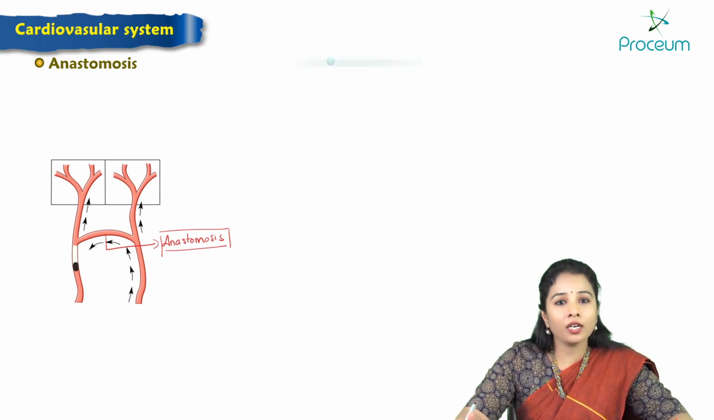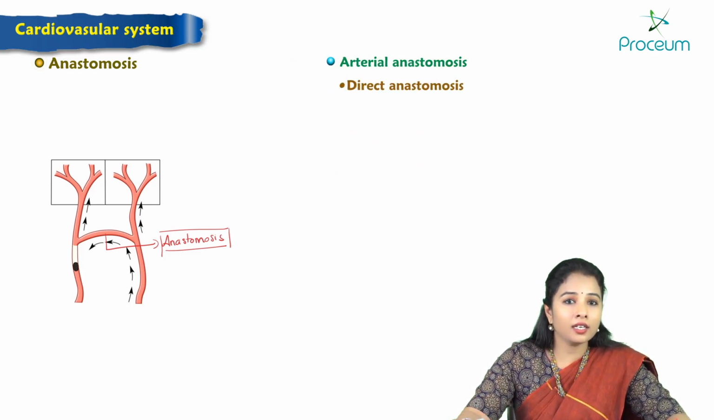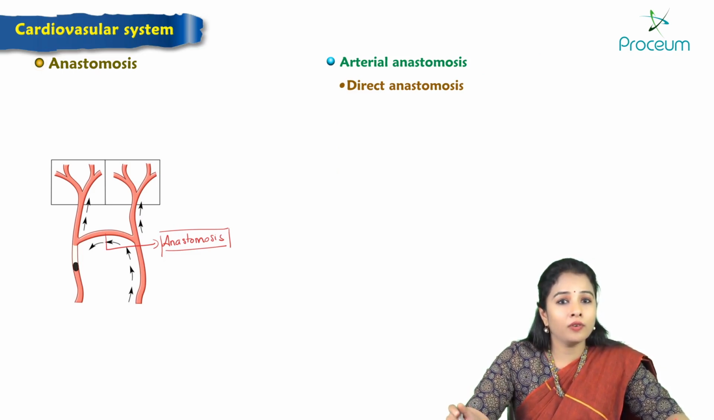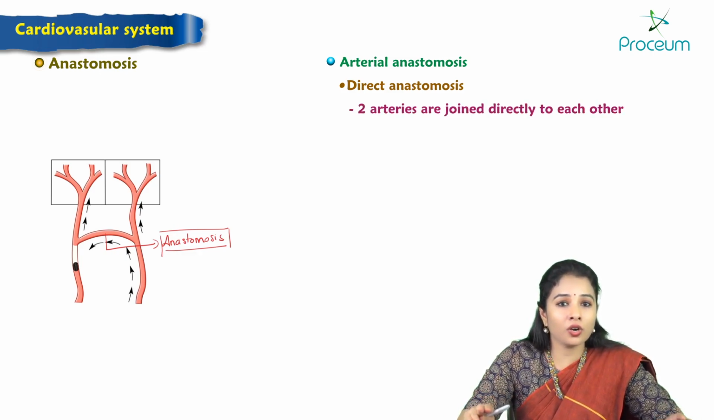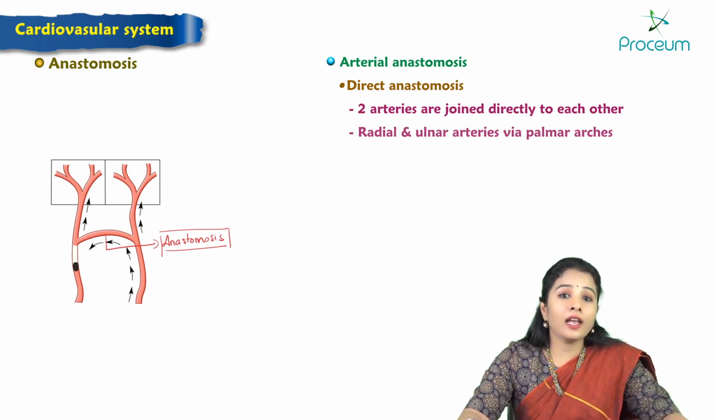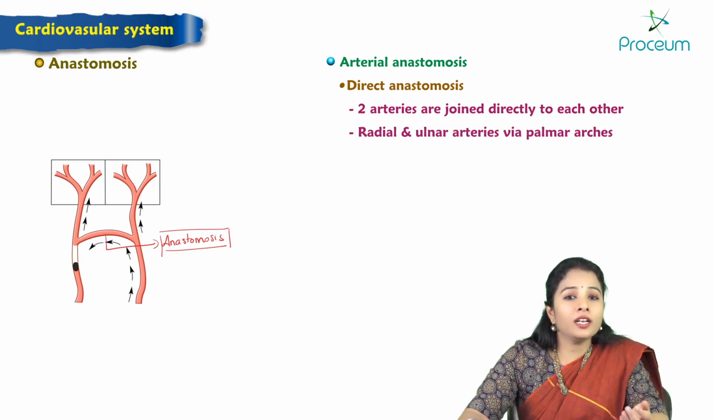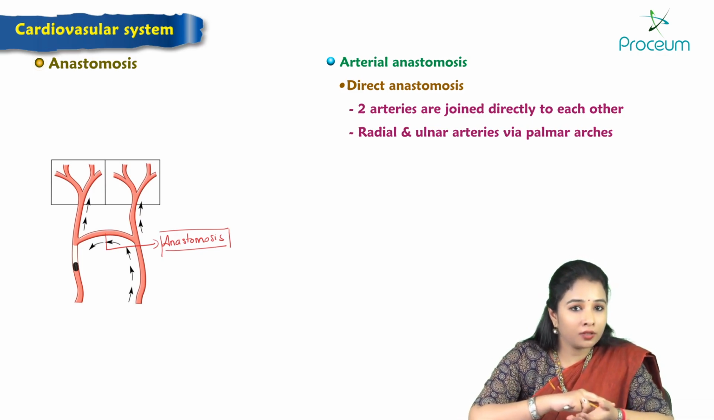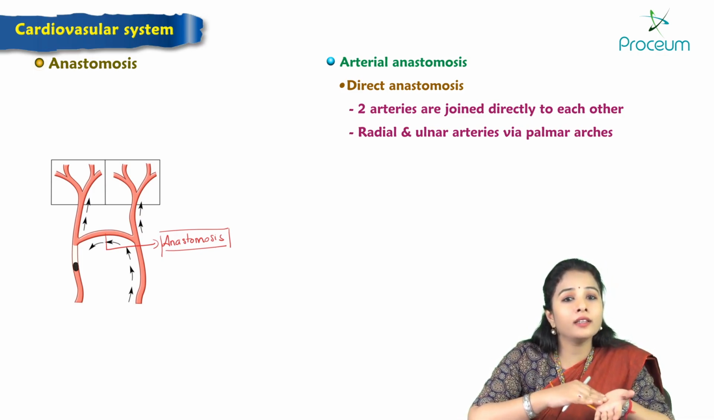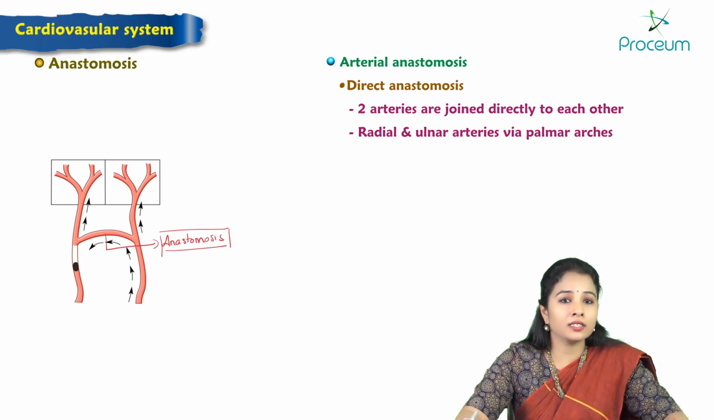Talking about the arterial anastomosis and its types, first is direct arterial anastomosis. Here in direct anastomosis, it occurs between two arteries. The two arteries are joined directly with each other. For example, the radial and ulnar arteries present in the forearm are connected in the palm by means of palmar arches. That is an example of direct anastomosis.